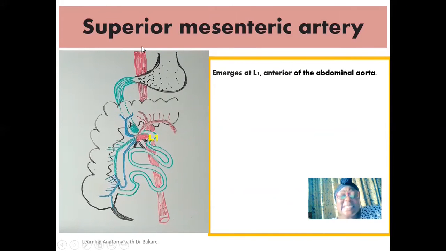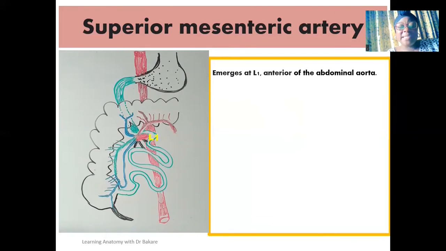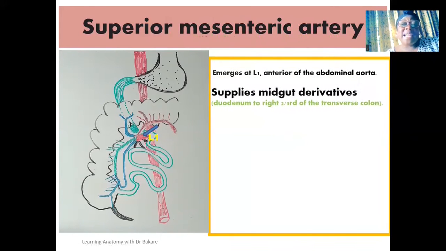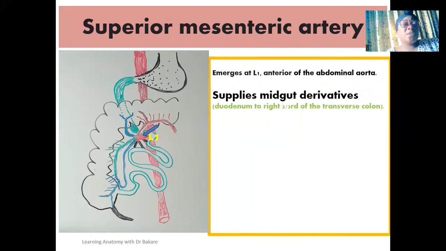So let's say that this is the abdominal aorta that is highlighted here, this big pipe highlighted in red. We have the superior mesenteric artery emerging at the anterior surface of the abdominal aorta. So this is the emergence here, and this is where the superior mesenteric artery emerges from. So as it emerges, it supplies midgut derivatives. So it supplies organs that are derived embryologically from the midgut.